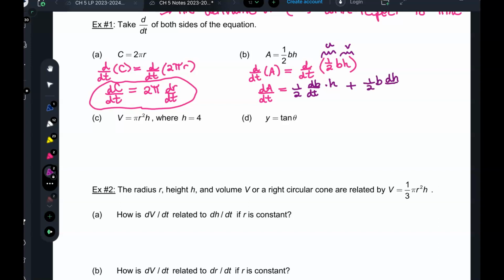Times dH dt. And again, that's all we're doing with this. I don't need you to simplify. Why would we do 1/2? So remember, it's U prime V plus UV prime.